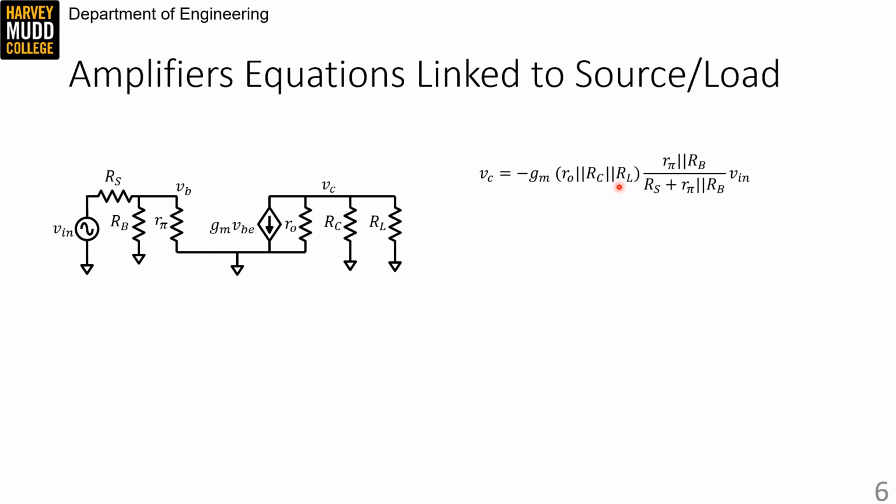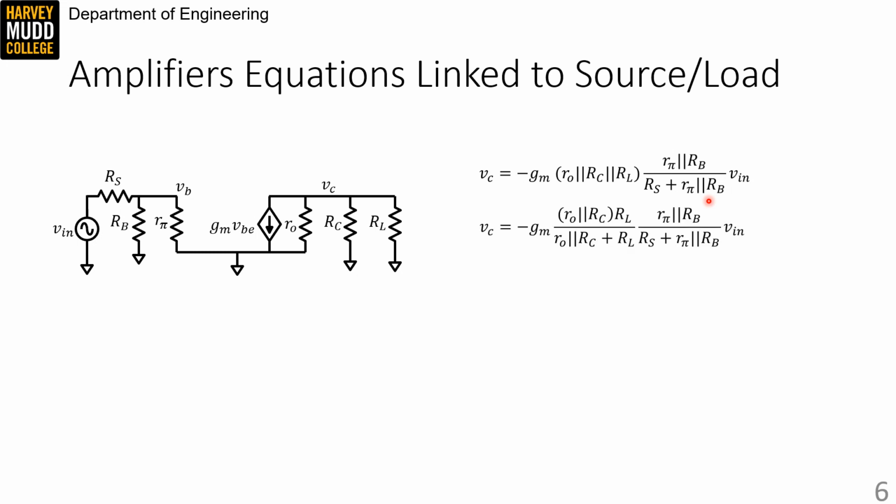However, one thing that stands out is there's a voltage divider in this expression between our source resistance and R pi parallel RB. R pi parallel RB is entirely internal to our amplifier. That's a part of our amplifier, while the source resistance is not. So maybe that suggests a way to separate out our amplifier behavior from the world around it.